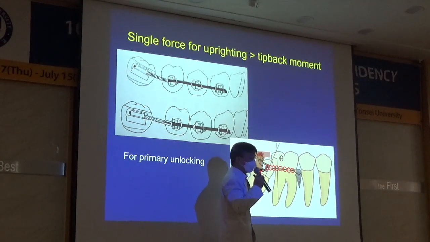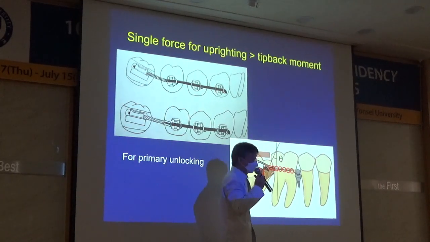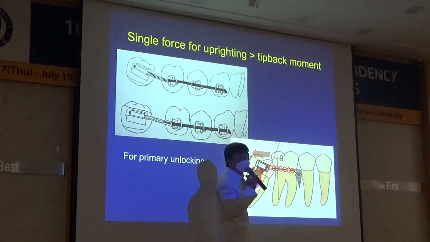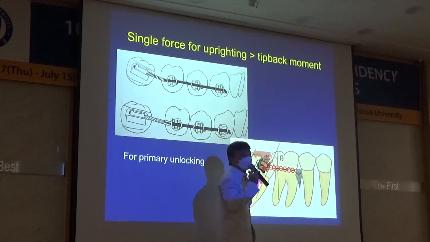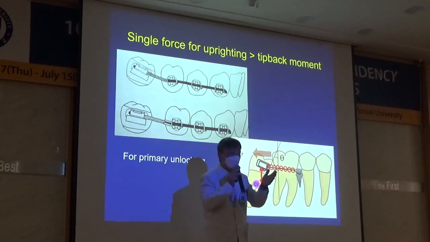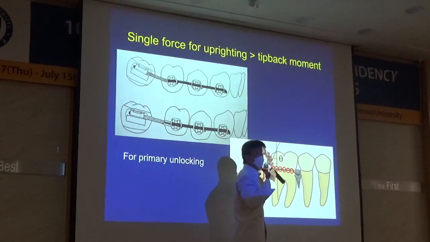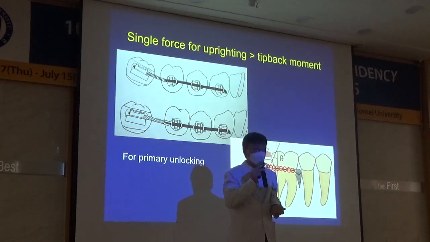So, my question is, if it's tilted to the mesial side even more, what happens to the distance? Does it increase or decrease? Decrease. Correct? Decrease. Which means the single force is not going to work for severe mesial angulation. Does it make sense?